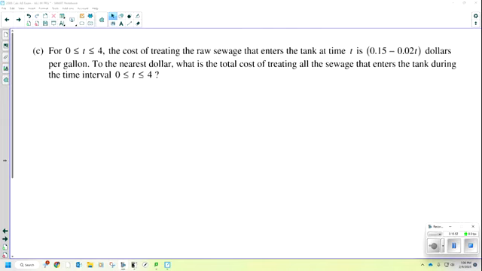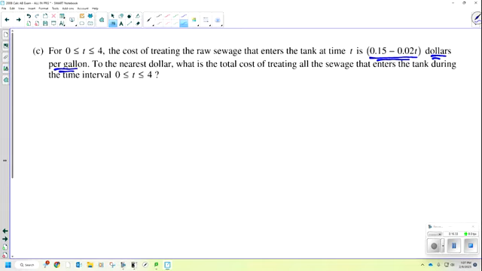All right, we started 1A with something easy we put right in the calculator. 1B, we had some explaining to do. We should check some values. We had to look at some graphs. That was more detailed. C is also easy like 1A was. So let me explain. How do I figure out the cost? The cost of treating raw sewage that enters a tank at time t is this value. That's dollars per gallon.